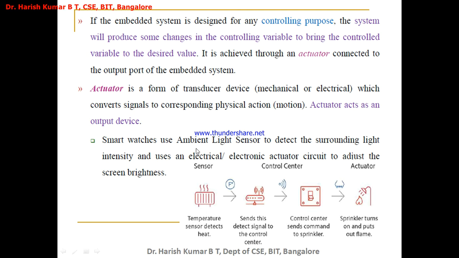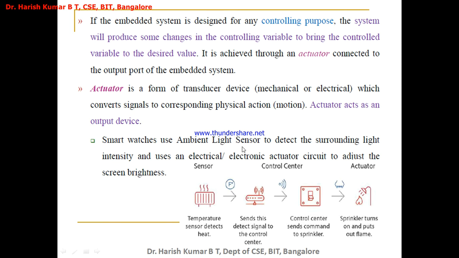Smart watches use an ALS sensor, ambient light sensor, in order to detect the surrounding light intensity, and use an electrical or electronic actuator circuit to adjust the screen brightness. The electrical or electronic actuator circuit will adjust the screen brightness based on the light intensity detected by the ambient light sensor. So the screen brightness is adjusted accordingly. So that is what the actuator is.